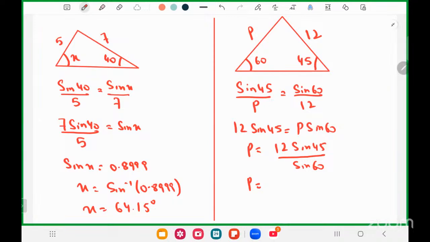12 sine 45 divided by sine 60 is 9.8. I hope this makes sense. I hope this is clear. I hope you all have understood.